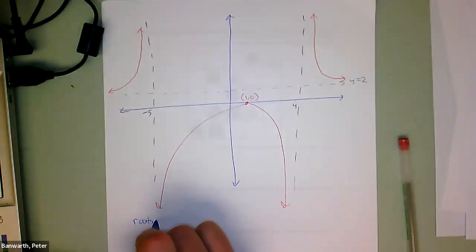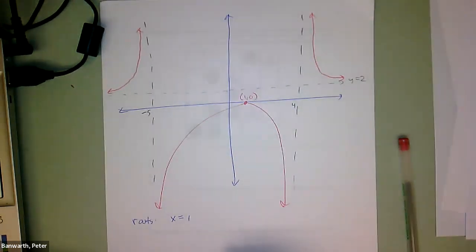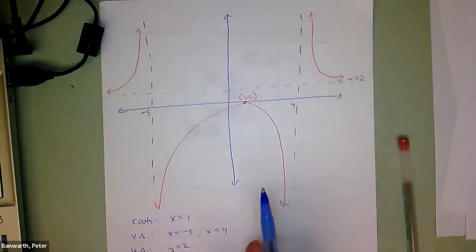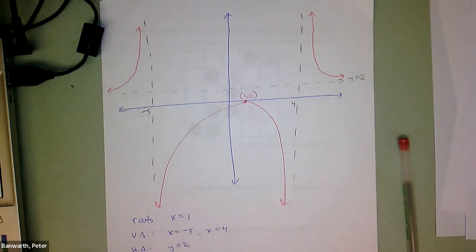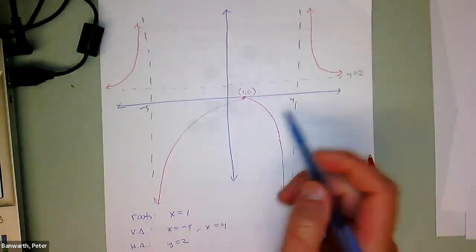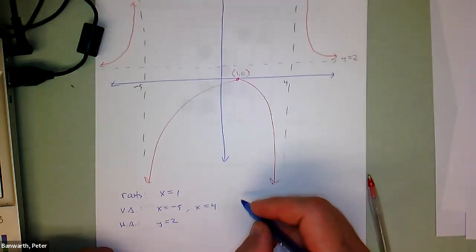We'll identify the roots. In this case, there's 1. It's at x equals 1 right there. Then we'll identify the vertical asymptotes. There are 2, at x equals -5 and x equals +4. The horizontal asymptote, we have a horizontal asymptote at y equals 2. And there's a y-intercept, but we don't have any information about that yet, and that's okay. So now let's put our formula together here.